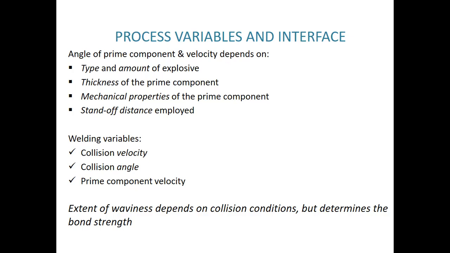Welding variables are your collision velocity, right? These are all factors that you can tweak to be able to achieve a better weld, right? Depending on the type of material and so on. So collision velocity is one factor. Collision angle is one factor, and the prime component velocity is also another factor that can be changed to change the quality of the weld. Extent of waviness depends on collision conditions, but determines the bond strength, right? The waviness that you achieve, as we have seen in the diagram earlier, depends on the collision conditions, but it determines the bond strength that is achieved once the weld is done.